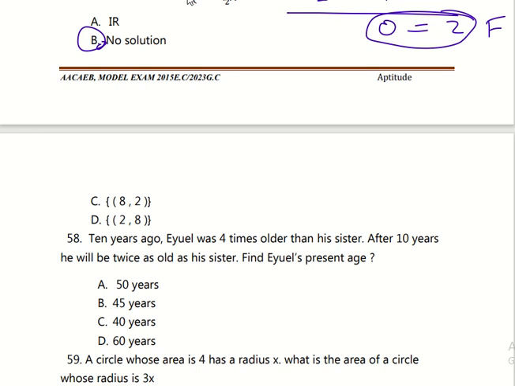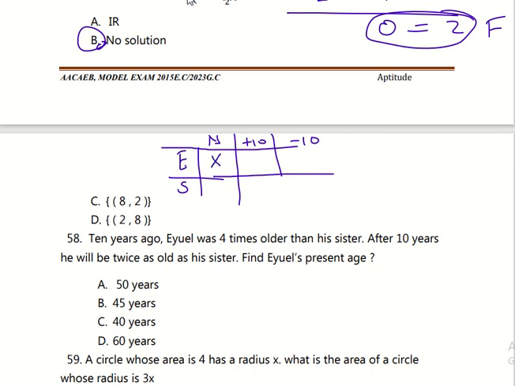3 time categories, I can say. There is Yoel and the sister. We can say the time is now plus 10 and minus 10. 10 years ago means minus 10, and after 10 years means plus 10. So assume Yoel's age now is x and the sister's age, let's say y. So after 10 years Yoel will be x plus 10 and she will be y plus 10, and before 10 years x minus 10 and y minus 10.